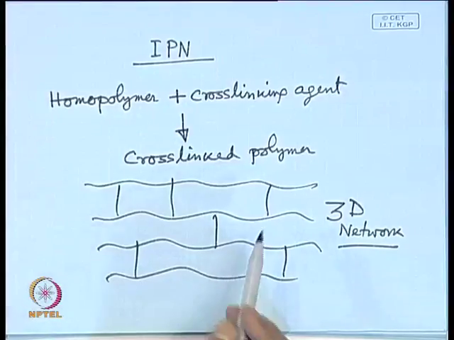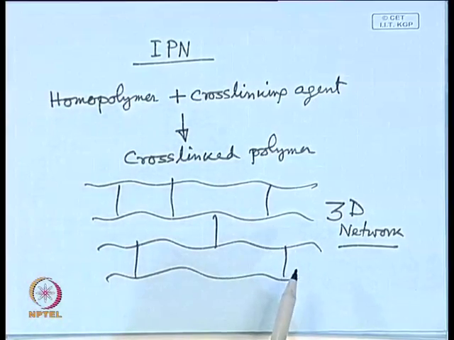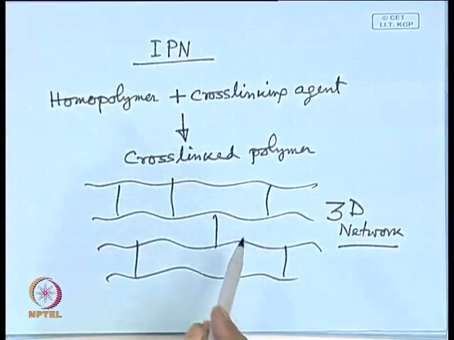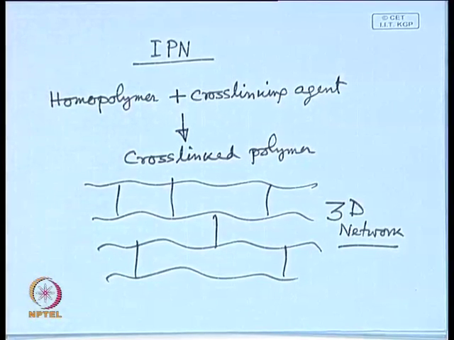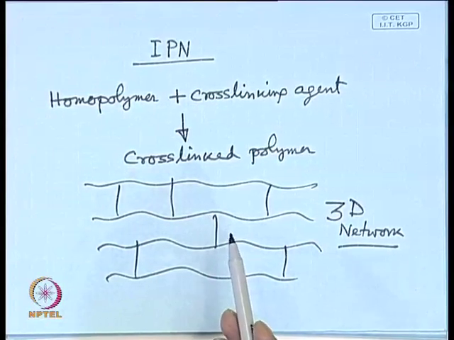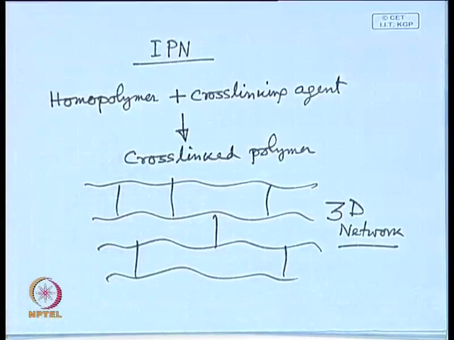So, what is done? We can take a gel of this polymer, then put this gel in another liquid monomer, and it will swell there. Then we polymerize. That means, within one network, if we polymerize another monomer, you will get interpenetration of one polymer system into another. Clear?